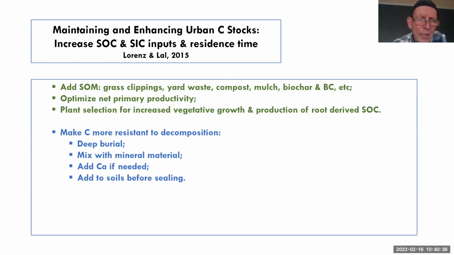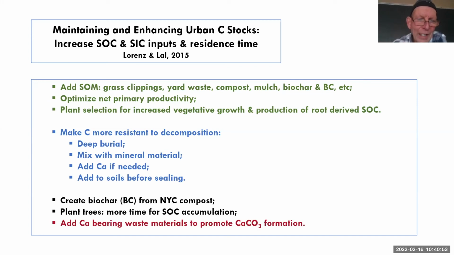Most of the research shows that microbial activity is less in soils underneath the pavement and buildings. So adding carbon to those soils, any added carbon to those soils will be more resistant to decomposition. And creating biochar, since black carbon has a much longer residence time, and New York City has a lot of compost. Maybe we could look into creating biochar from New York City compost.